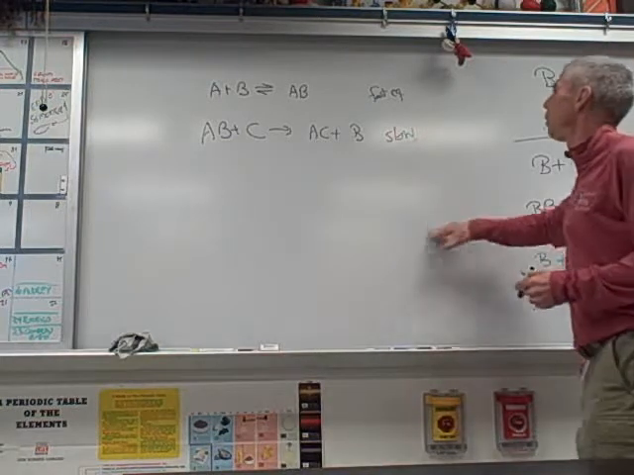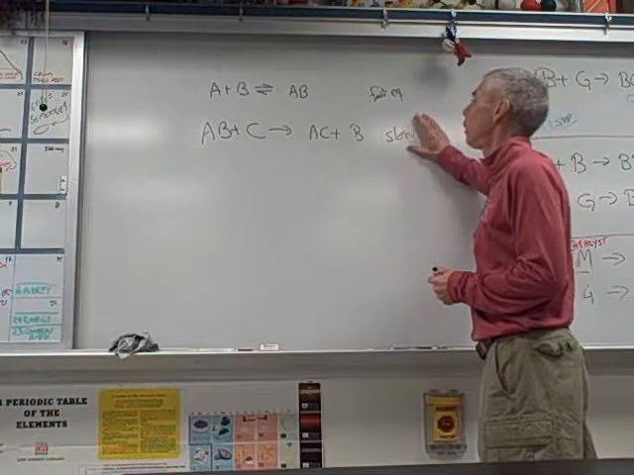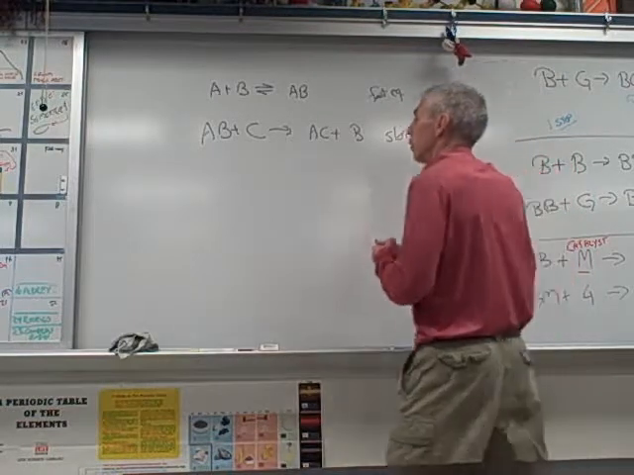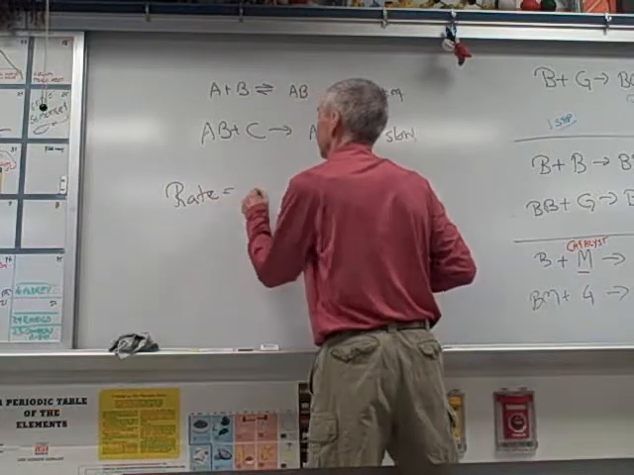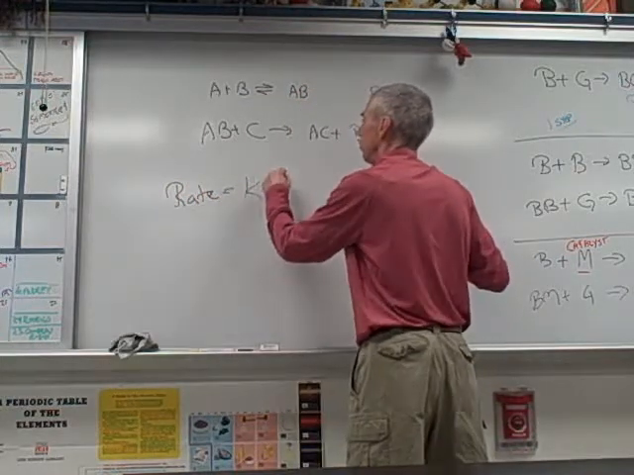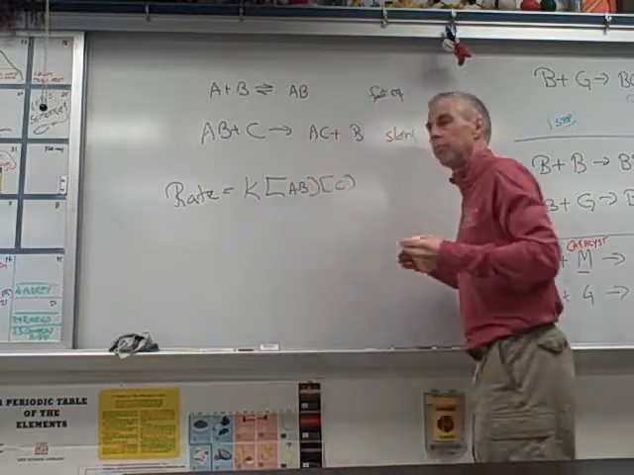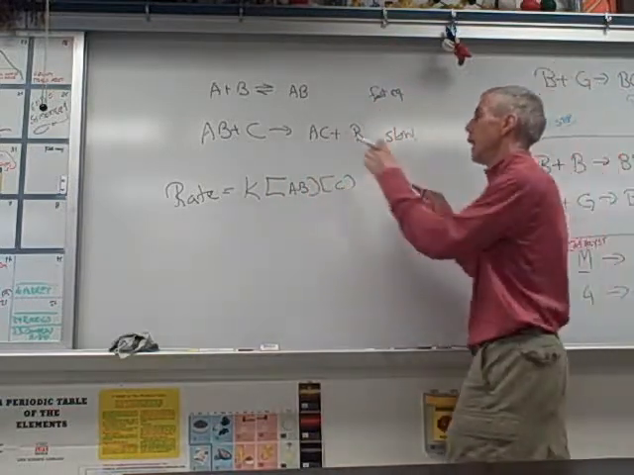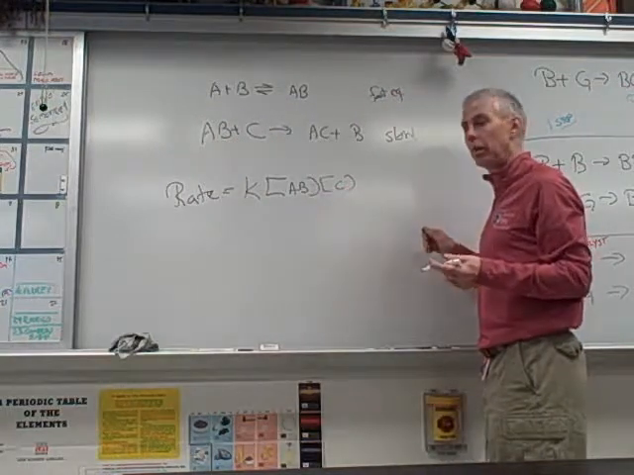All right, so here's the deal. The second step is the slow step, so that is the rate determining step. So based on the rate determining step, the rate equals some constant times the concentration of AB times the concentration of C. That makes sense, right? Because it's the reactants that determine the rate. Good so far.